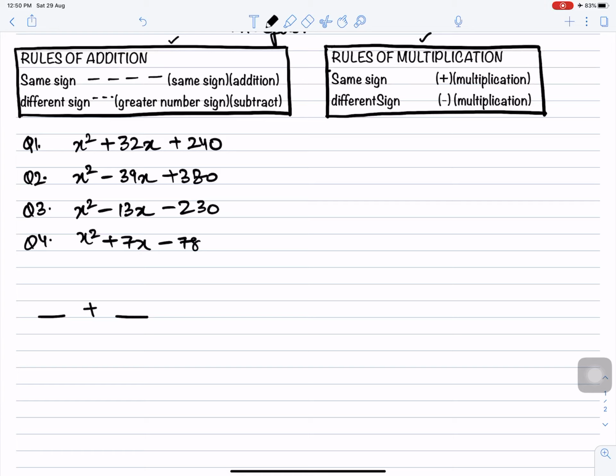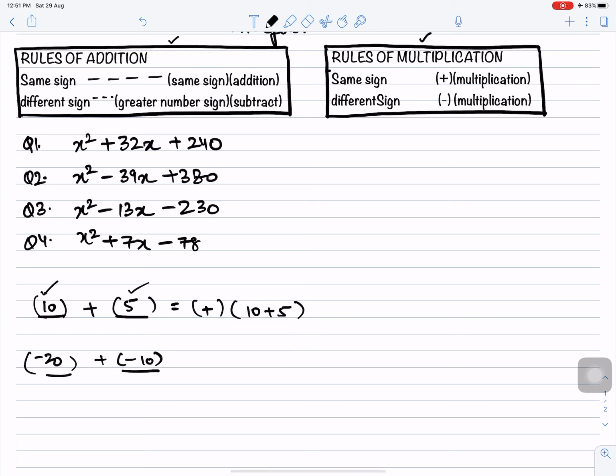Like if I write 10 plus 5, or if I write minus 20 plus minus 10. Both the numbers have the same sign. So the result has the same sign, that is the positive sign, and we have to add both the numbers. This is the rule. So my answer is plus 15.